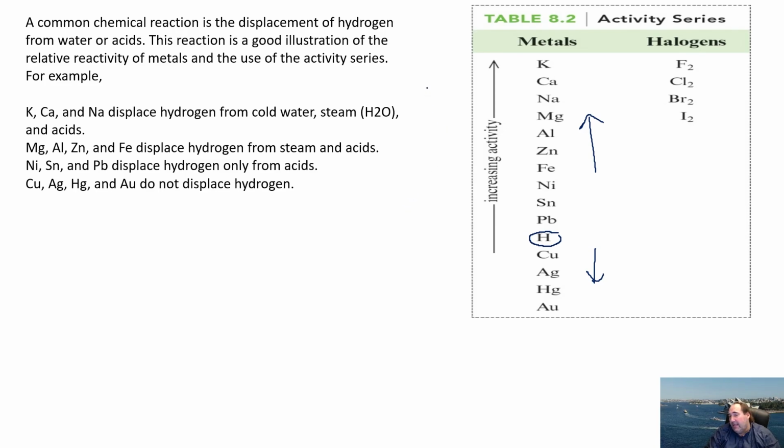Now for non-metals, a lot of times it's the halogens, which is group 7 on the periodic table. And that's pretty much what group 7 looks like. And reactivity increases as you go up. So fluorine is more reactive than chlorine and bromine.